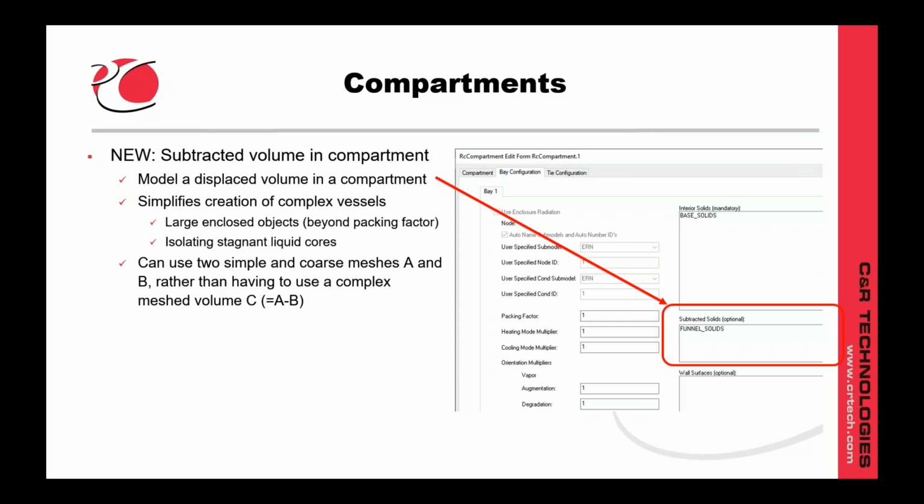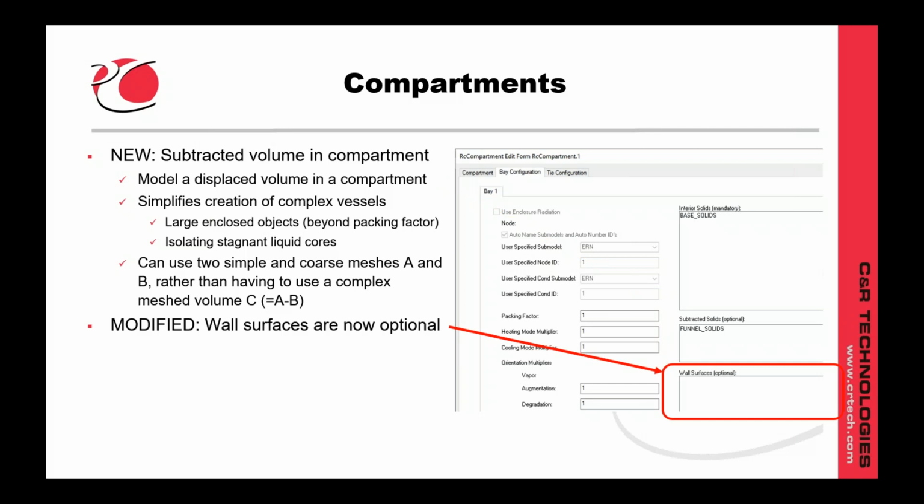So basically, you can define a simple mesh for the entire volume and then create simple meshes of the volumes to be subtracted. For example, when modeling an aircraft fuel system, you can subtract out the volume of the hydraulic components inside the tanks.